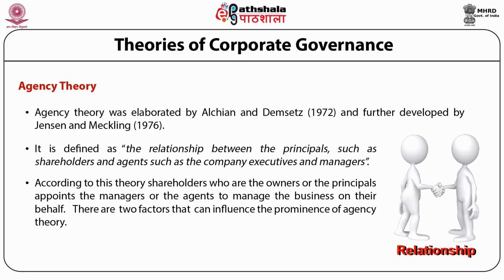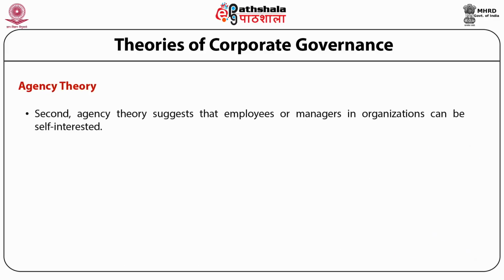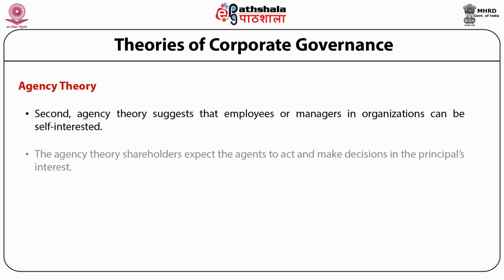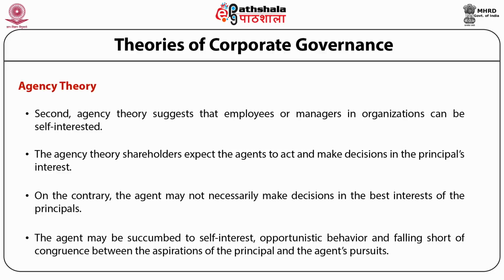There are two factors that can influence the prominence of agency theory. First, the theory is conceptually a very simple theory that reduces the corporation into two participants, managers and shareholders. Second, agency theory suggests that employees or managers in organizations can be self-interested. In agency theory, shareholders expect the agents to act and make decisions in the principal's interest. On the contrary, the agent may not necessarily make decisions in the best interest of the principals. The agent may succumb to self-interest, opportunistic behavior, and fall short of congruence between the aspirations of the principal and the agent's pursuits.